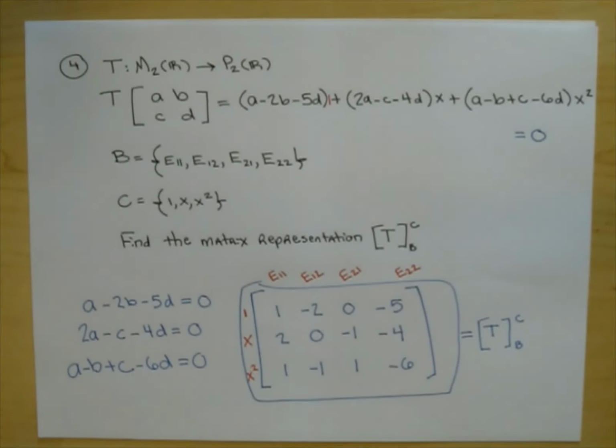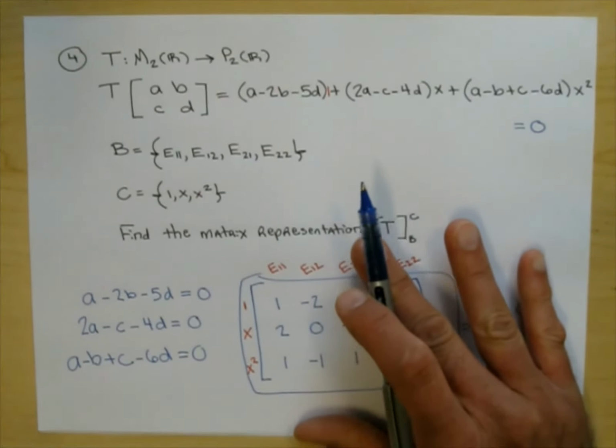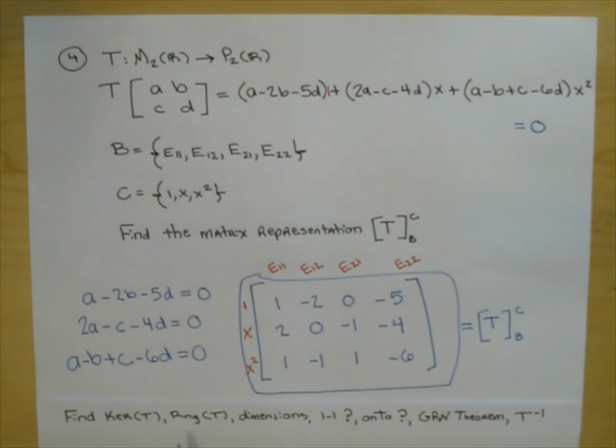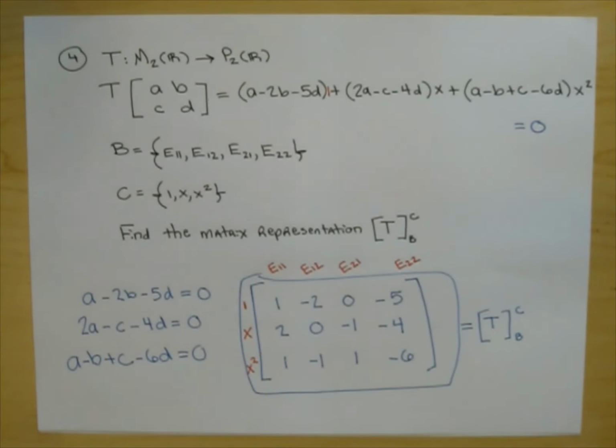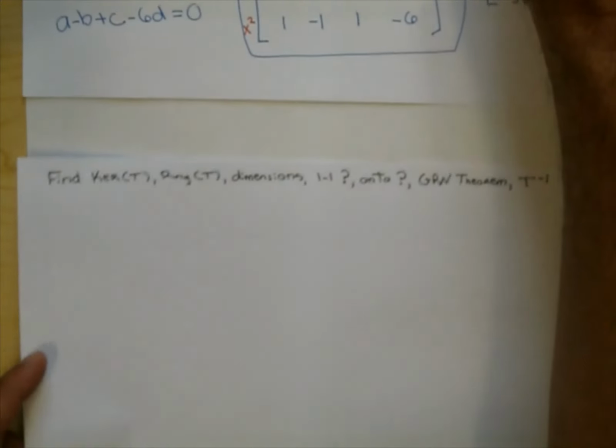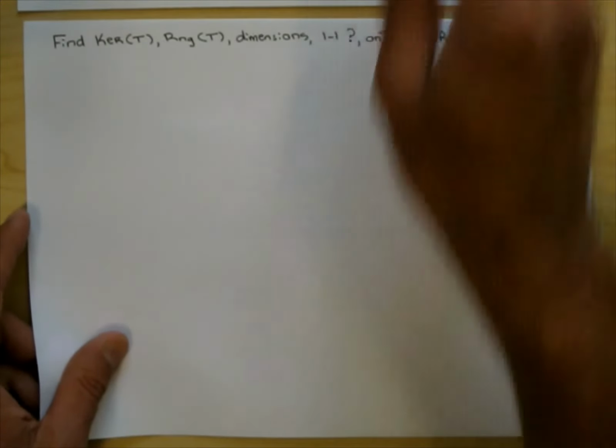What we're going to do, and I think this is going to be more important than exploring those theorems, is look at this example that we just did, and just for practice, find the kernel, the range, dimensions, is it one-to-one, is it onto, the general rank-nullity theorem, and T inverse. So let's take a look at this up here.